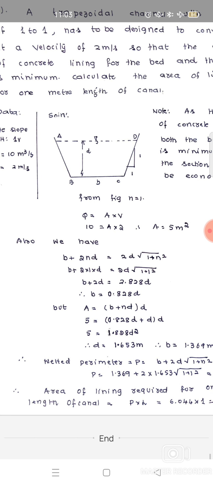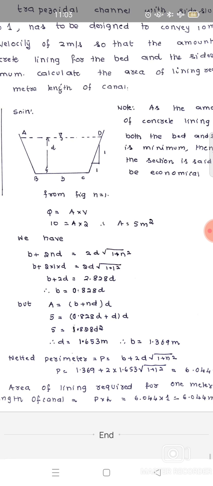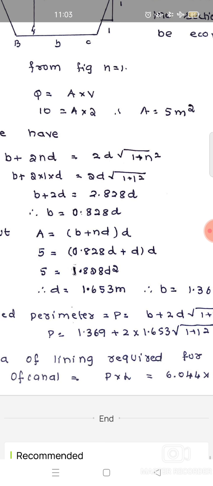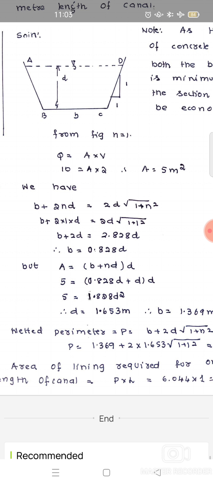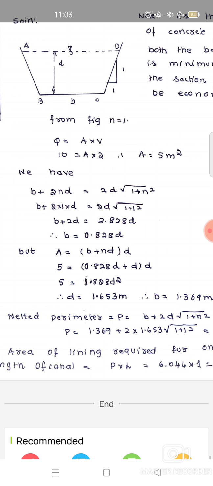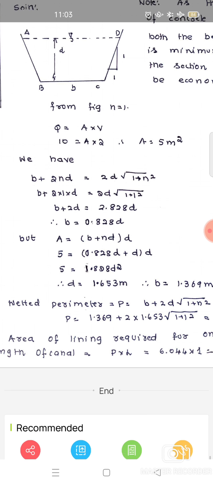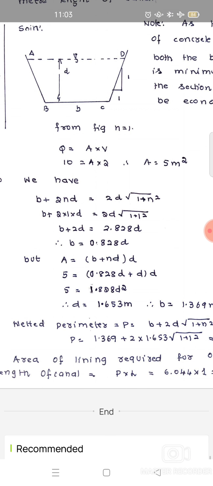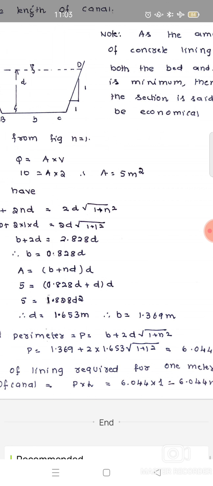Also we have the condition for the most economical section, b plus 2nd is equal to 2d into square root of 1 plus n square. So just substitute the value of n is equal to 1. Then you'll get b is equal to 0.828 times d. Also we know that area is equal to (b plus nd) into d. So area we have calculated as 5 meters square, and we know b in terms of d, that is 0.828 d. So n is given 1, then substitute: 5 is equal to 0.828 d plus d, into d. So 5 is equal to 1.828 d square. Then d is equal to 1.653 meters. Then b is equal to 1.369 meters.